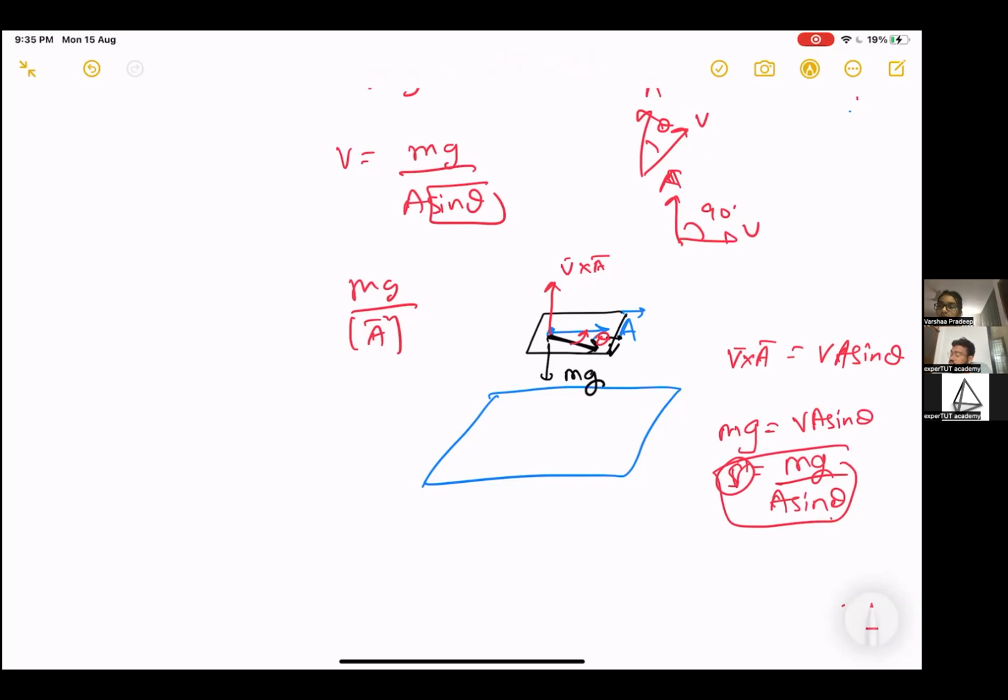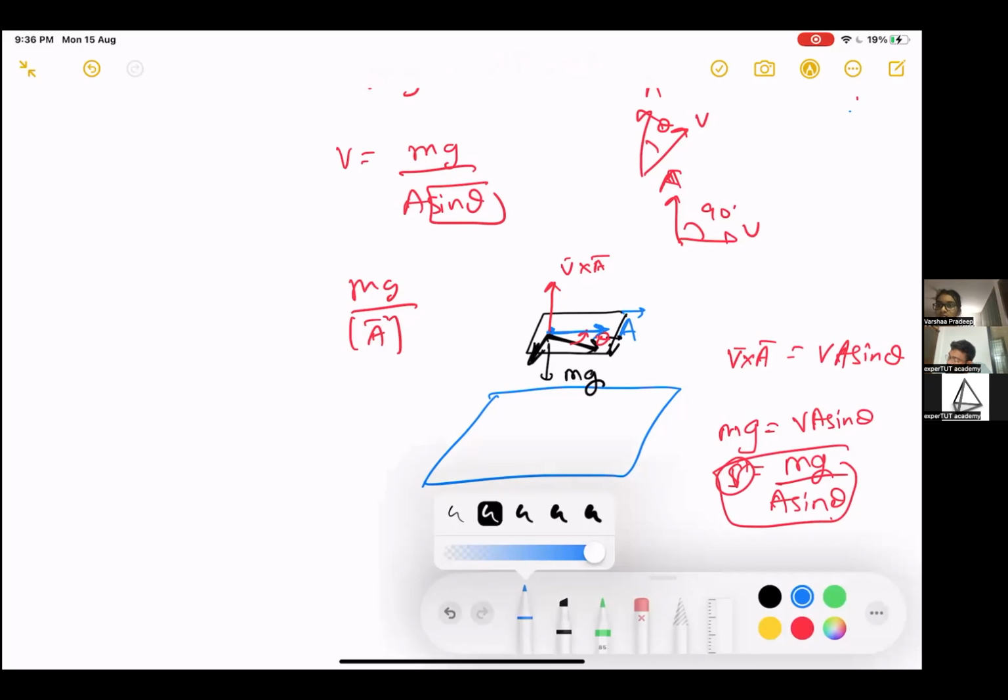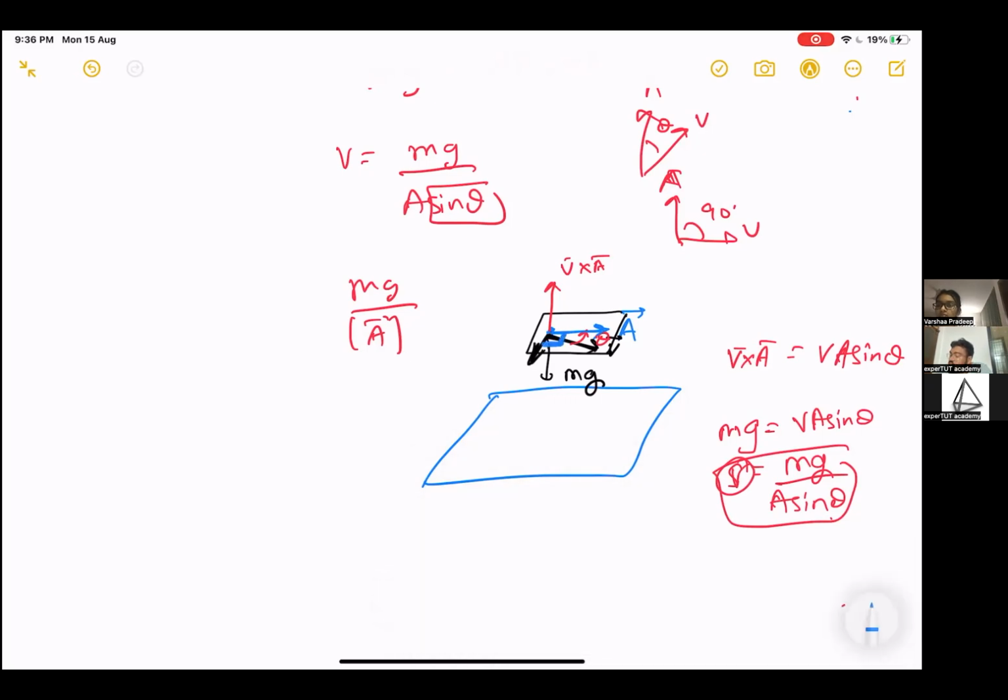Yes, and therefore your V will be looking like this, in this plane only. Understood? And A is like this. So the angle between them now is 90, okay? But still V cross A is in this direction, and it will be equal to A now.